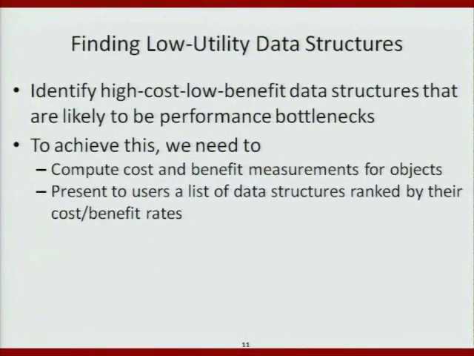All right, so this is the first piece of work, which was published in PLDI, one of my PLDI 2010 papers. The goal of this analysis is to identify high-cost, low-benefit data structures that are likely to be performance bottlenecks. So how are we going to do that? We design a runtime analysis that computes a cost measurement and a benefit measurement for each data structure in the heap. And eventually, we present to the user a list of data structures that are ranked based on their cost-benefit ratios. Intuitively, data structures with high cost-benefit ratios are likely to be closely related to performance problems.